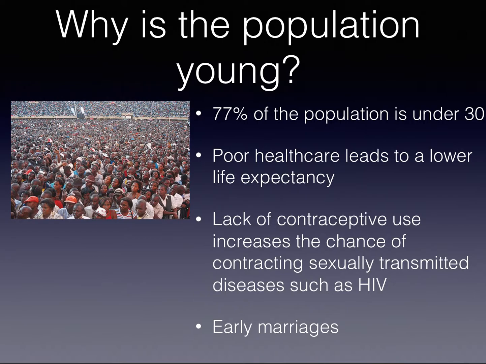So why is the population young? 77% of the population is under 30. Poor healthcare leads to a lower life expectancy. Lack of contraceptive use increases the chance of contracting sexually transmitted diseases such as HIV, and early marriages.